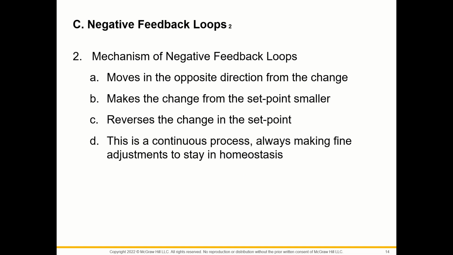Mechanisms of negative feedback loops move in the opposite direction from the change. Negative feedback loops make the change from the set point smaller, they reverse the change in the set point, and this is a continuous process, always making fine adjustments to stay in homeostasis.